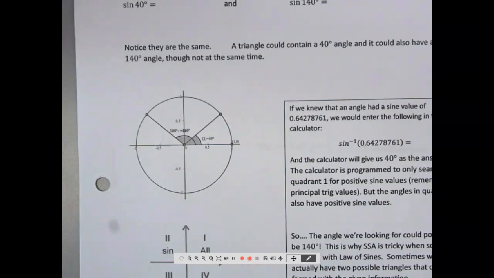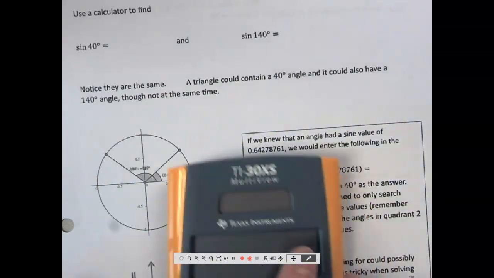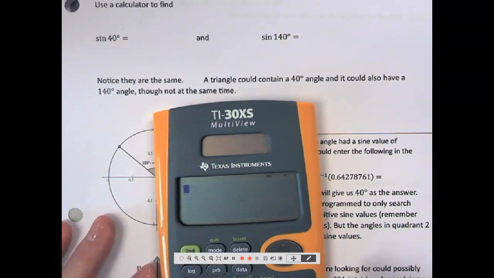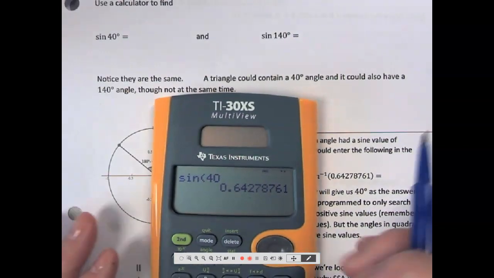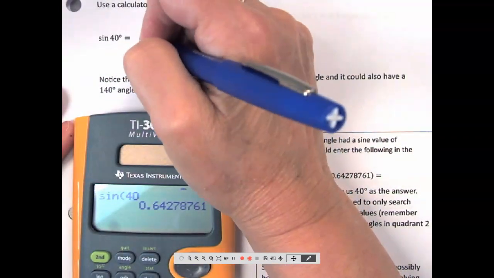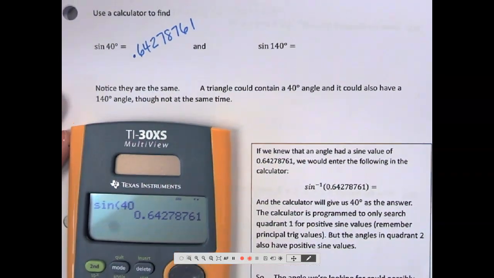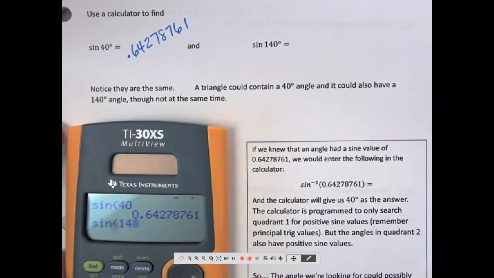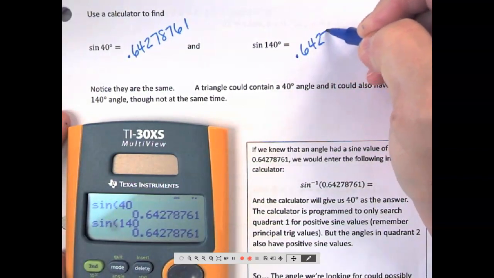Okay, get your calculator, and I want you to find the sine of 40 degrees. Make sure you're in degree mode first. Sine of 40. Okay, so I have 0.64278761. Now find the sine of 140. What do you notice? I got the same exact answer.